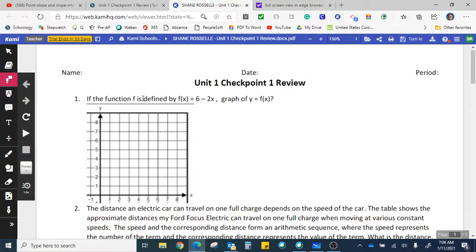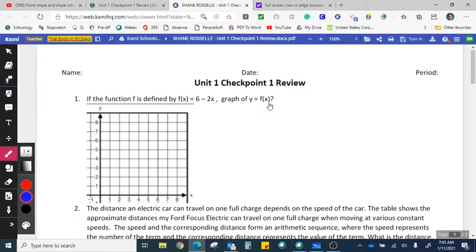We talked about function notation. Once again, the overarching concept here is linear. Everything is linear, right? So we're talking about lines. And this one says: if the function f is defined by f of x equals 6 minus 2x, graph y equals f of x. So the first thing I have to do is put this into a form that I know.